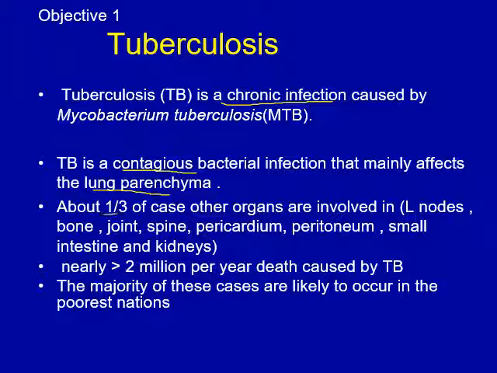In about 1/3 of the cases, other organs are affected, like the lymph node, bone, joint, spinal column, pericardium, peritoneum, small intestine, the kidneys, urinary tract, and even the skin. So it commonly affects the lung, but it can also affect most of the other organs, including the spine, joints, and others.